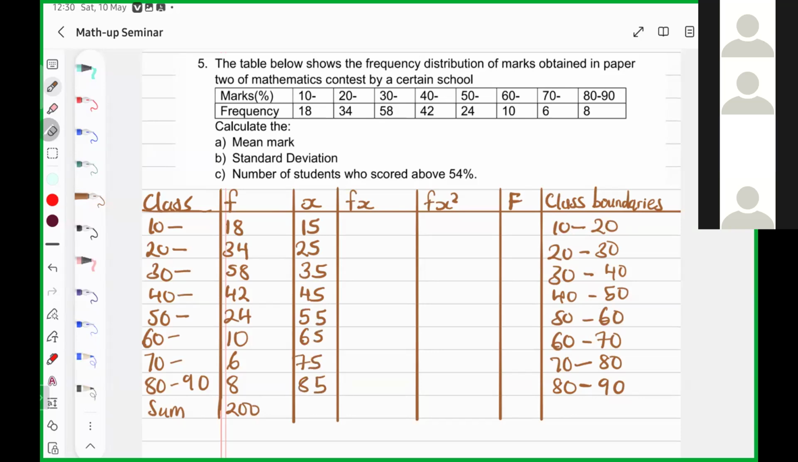Then summation of, sorry, f of x, I'll multiply f times x. 18 times 15 gives us 270. It's just multiplication. Then I can still go ahead and get f of x squared before going to the next value of f of x. I'll just multiply that 270 by 15 to get my f of x squared at once. So I'll end up with 4050. Then the next one is 34 times 25, which gives me 850. Then times 25, I get 21250.